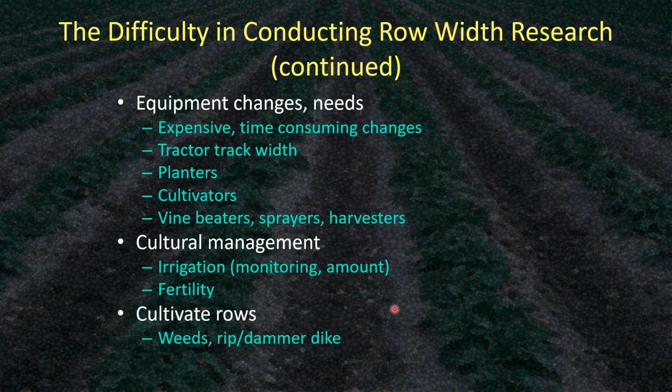Cultural management, you could increase irrigation and fertility, although in this experiment we did not do that. We wanted to see if we were utilizing land and inputs as efficiently as possible. This could be another study in the future. Cultivating the rows, for weeds and using dam or dikers. Those also have to be adjustable, or you don't use them in the research. So it's a little more difficult that way.